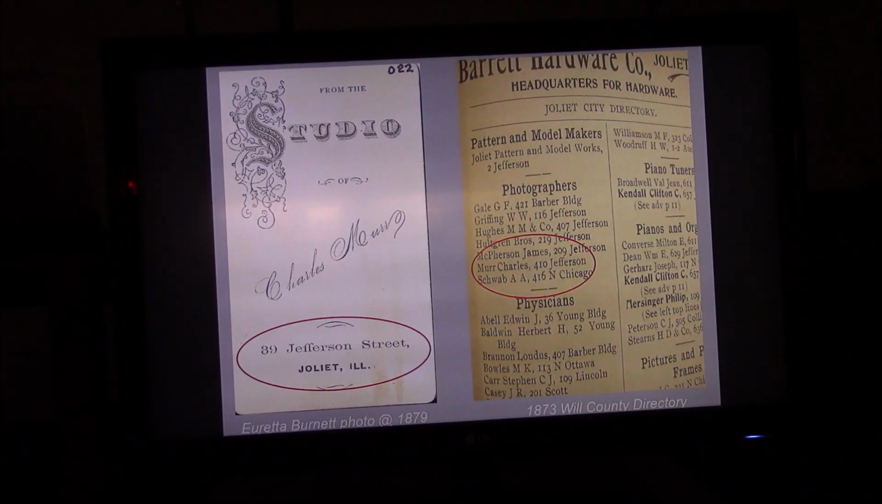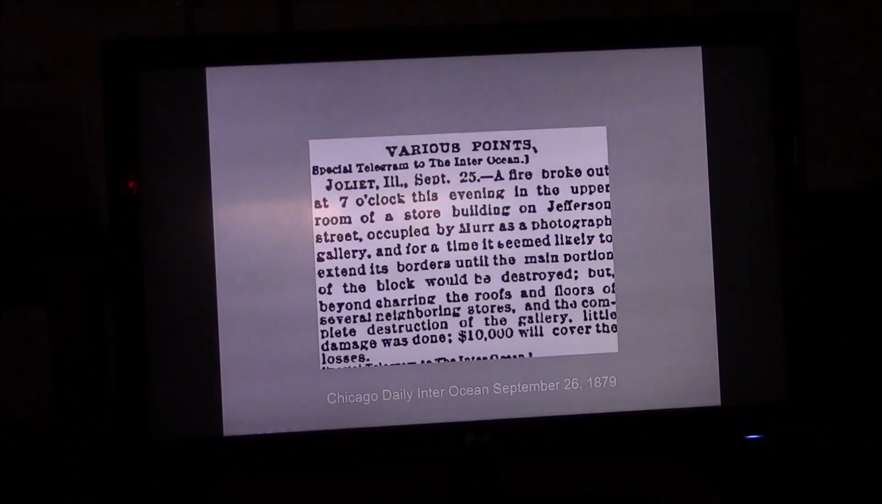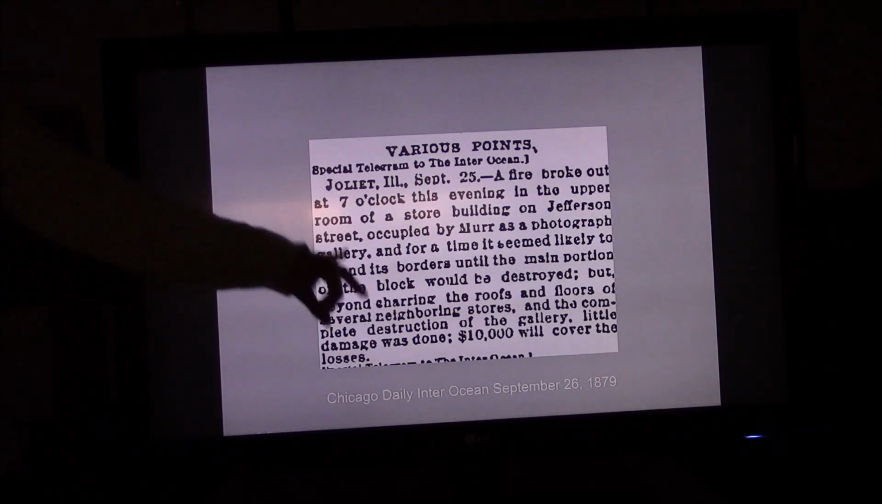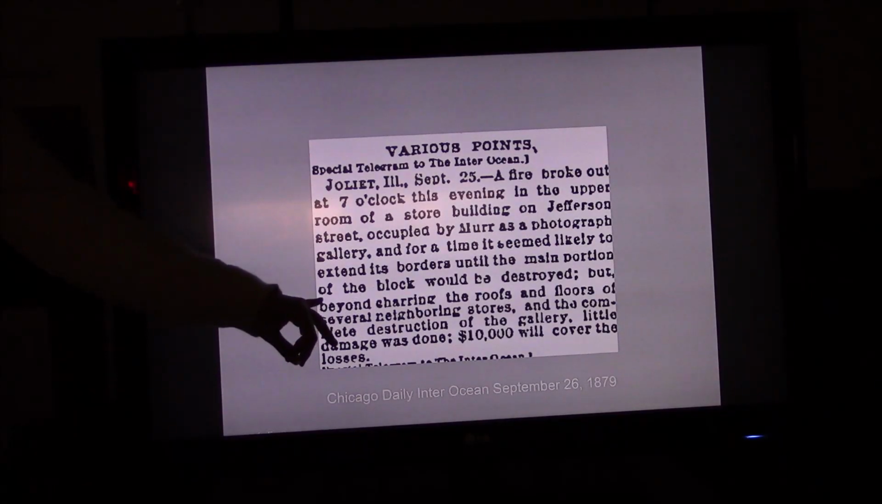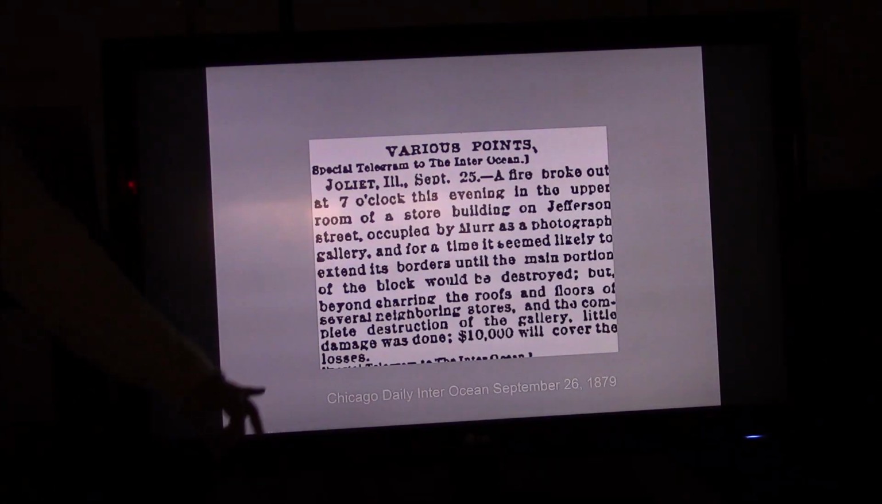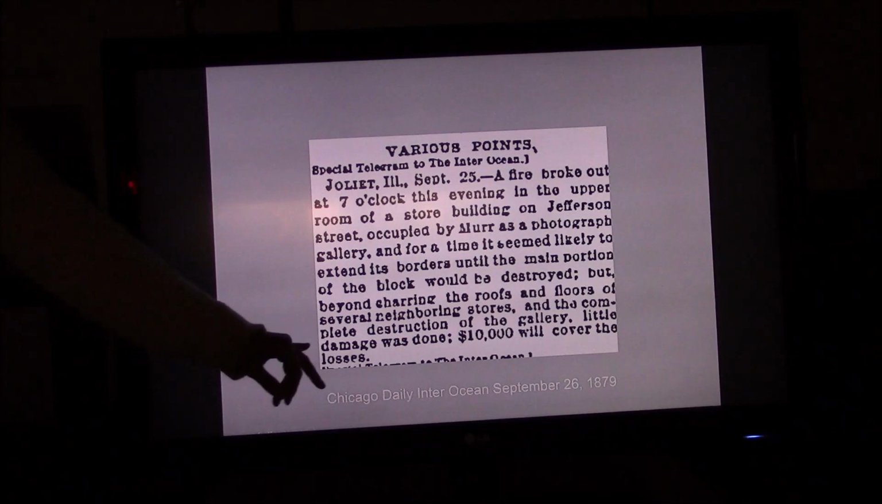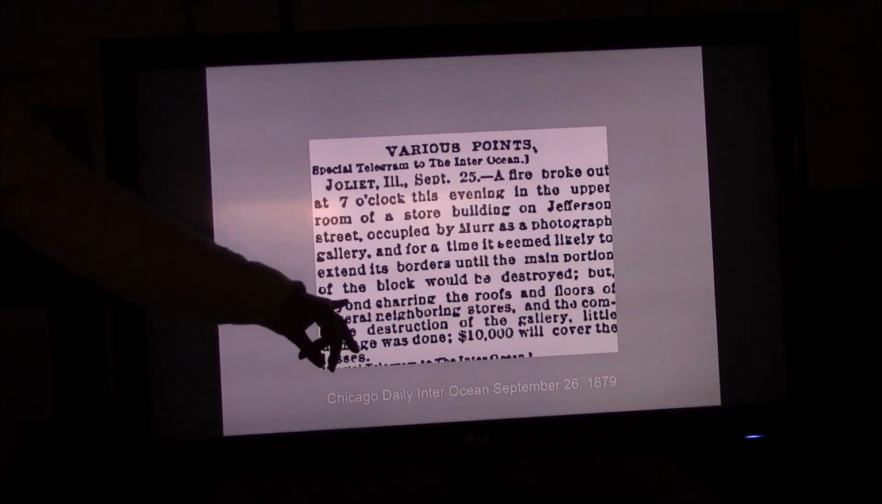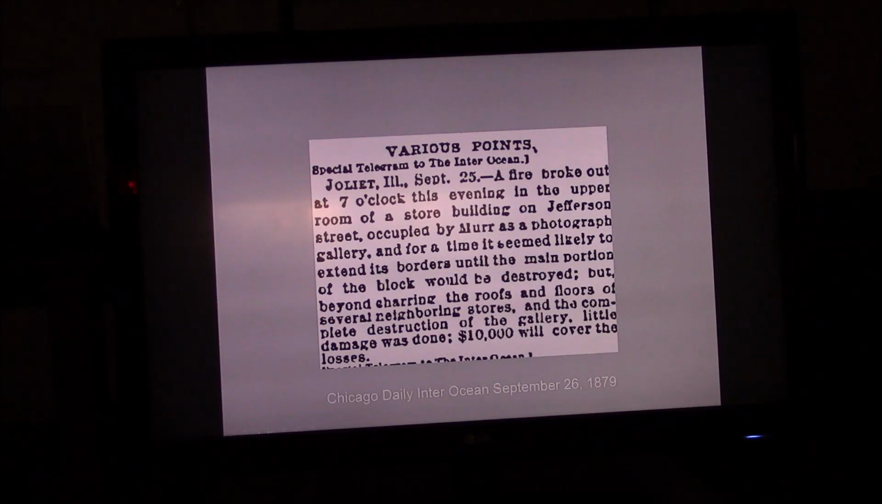And in his particular case, I have a very specific answer, because the newspaper from September of 1879 tells me that his entire studio caught fire and burned to the ground. So the 39 Jefferson is probably because his building burnt down and he had to move to a new location. And this is how I found that information, just by looking in the local newspaper.